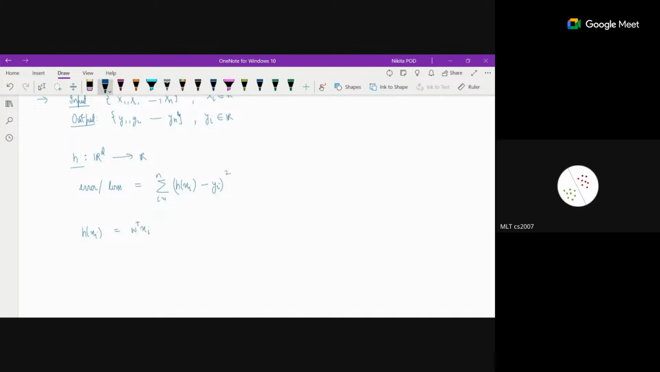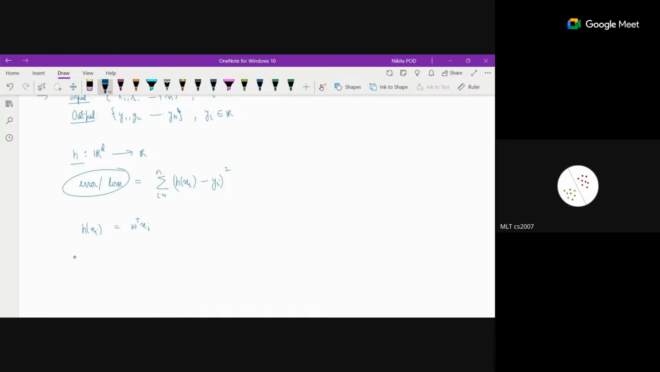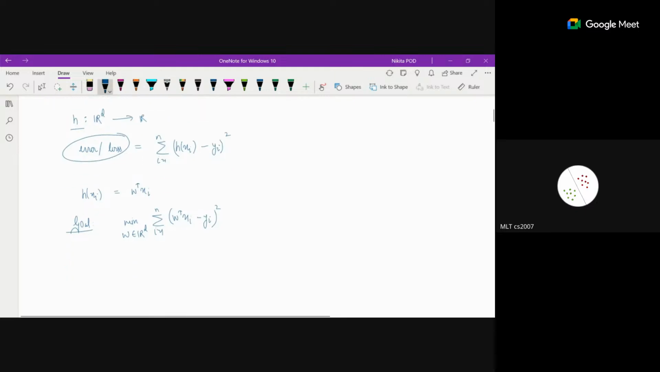Now, our goal is that we want to minimize this error as much as possible. Correct? So we want to minimize the sum over (w transpose xi minus yi) whole square, i varying from 1 to n, over w which belongs to R^D. And these w's are the weight vectors that we want to estimate, basically. So this is our objective function.